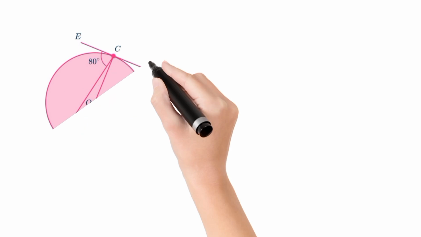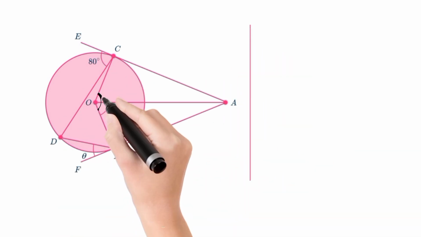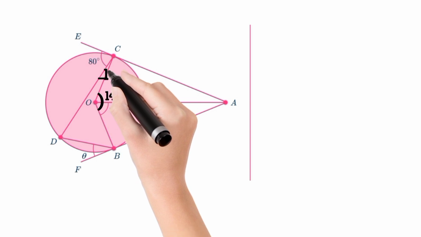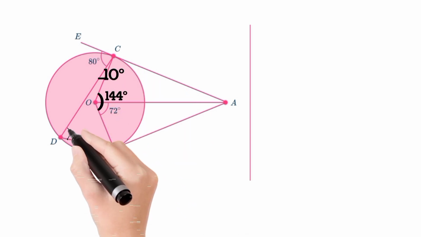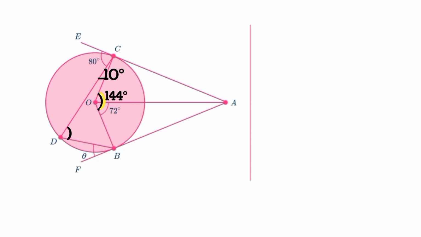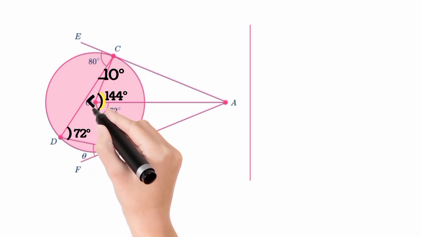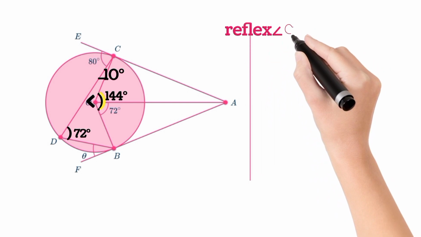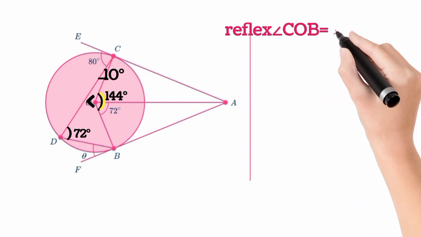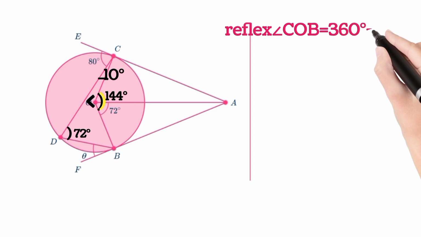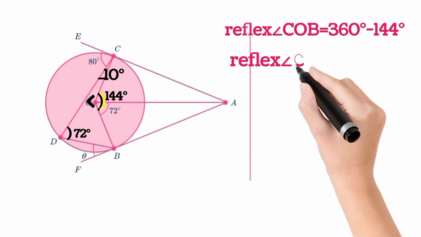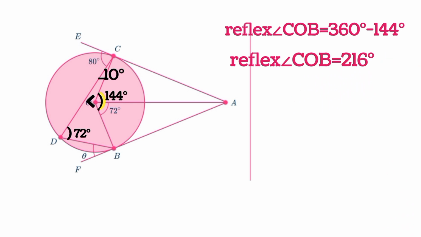Now let us draw the figure again. Now this angle is 144 and this angle is 10 degrees, and we know that the angle at the circumference is half of the angle at the center of the circle, so this angle will be 72 degrees. Now this angle, which is the reflex angle COB, is equal to 360 minus 144, that is reflex angle COB is equal to 216 degrees.